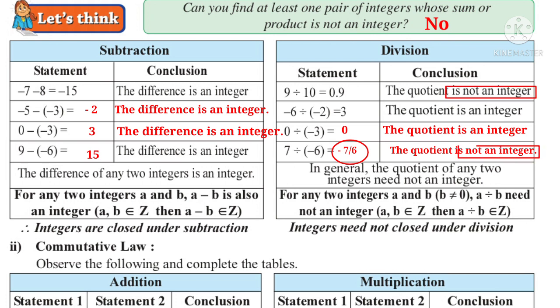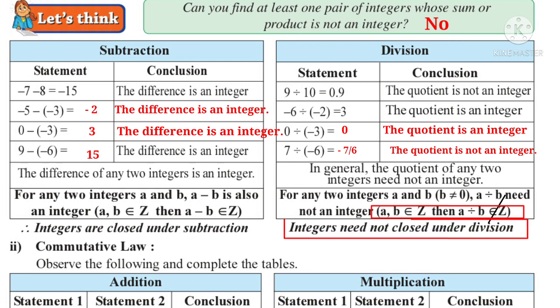So here observe that in the first and the fourth examples, the result is not an integer. The quotient is not an integer. So the operation we use here is division. In general, the quotient of any two integers is not an integer. So we can say that if a, b belong to Z, then a divided by b does not belong to Z. So integers are not closed under division.